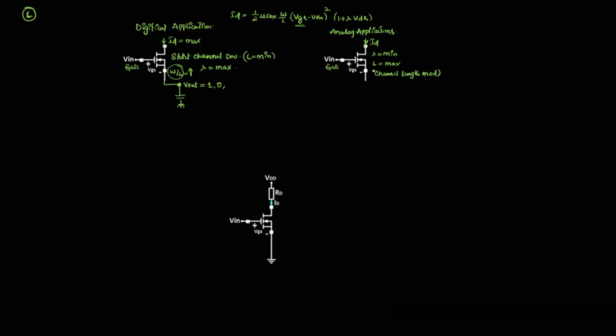So channel length modulation can be minimized. We can reduce the effect of channel length modulation by keeping the length of the device maximum. So this is the choice of the length, and we also have to discuss the choice of RD. If I have an RD value of 1 kilo ohm, 2 kilo ohm, 3 kilo ohm, whatever the value of RD, if I keep it somewhere around 20 kilo ohms, will there be any problem, or will we get the simulation results without any problem? That's what we have to discuss.